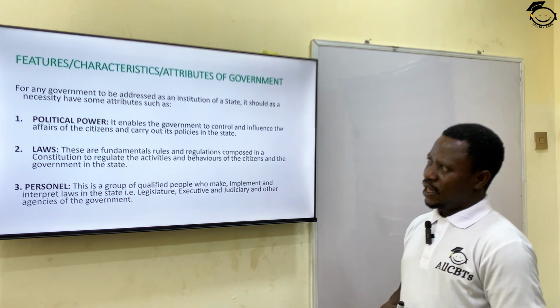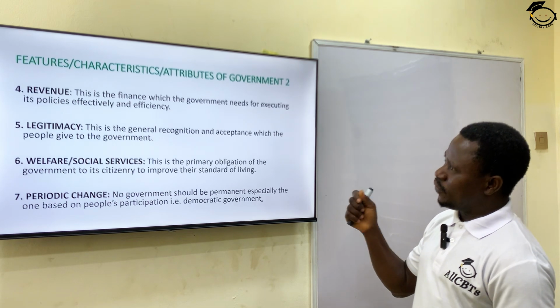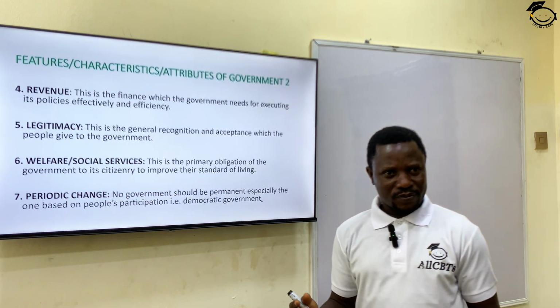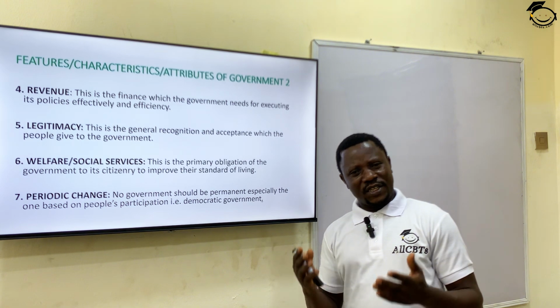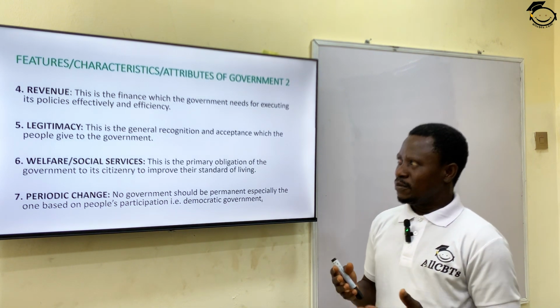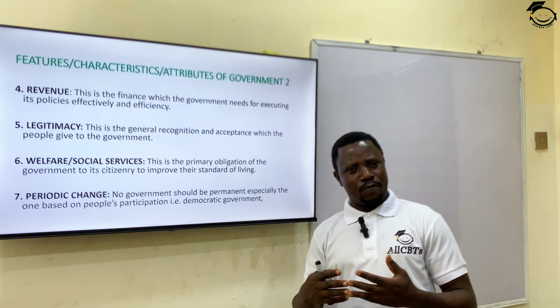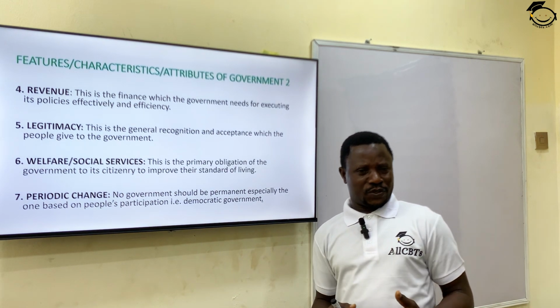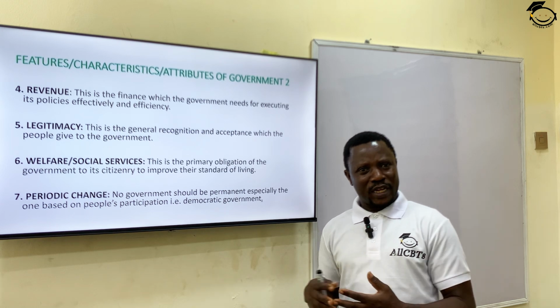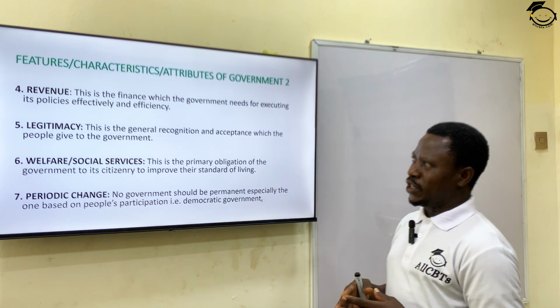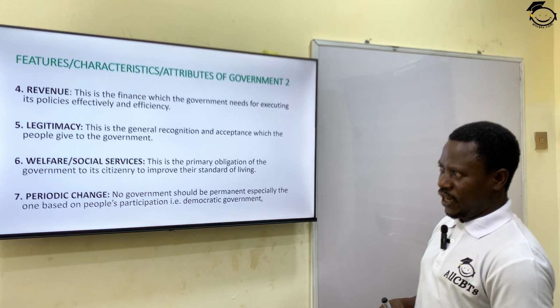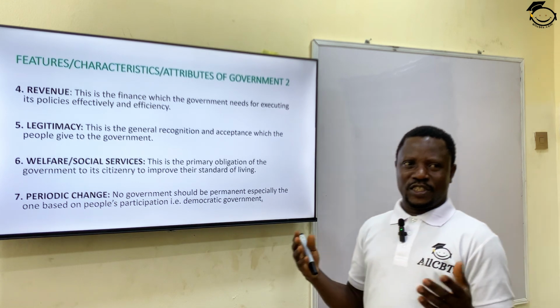All right? As we look on to another characteristic of a good government, revenue. A government needs money. Money that makes up their budgets. Money to execute all their policies, all their plans, all their manifestos. So this money needs to be in place for them to be a successful government. Finance.